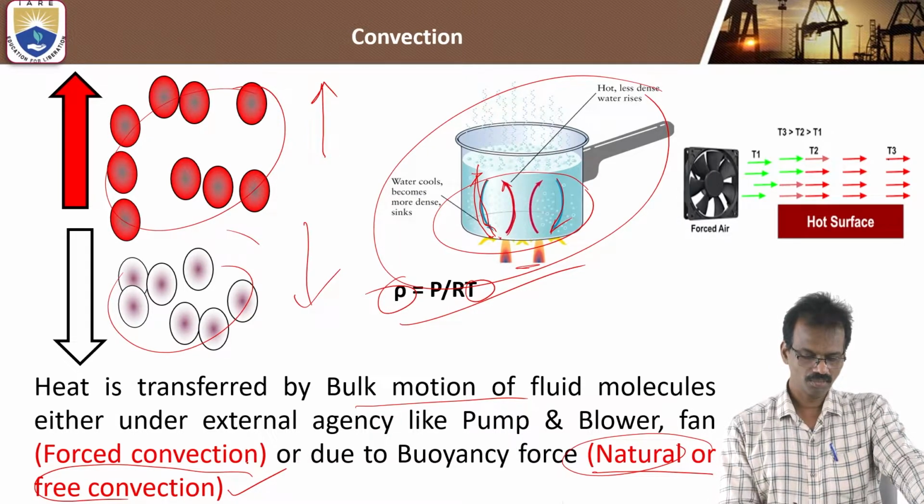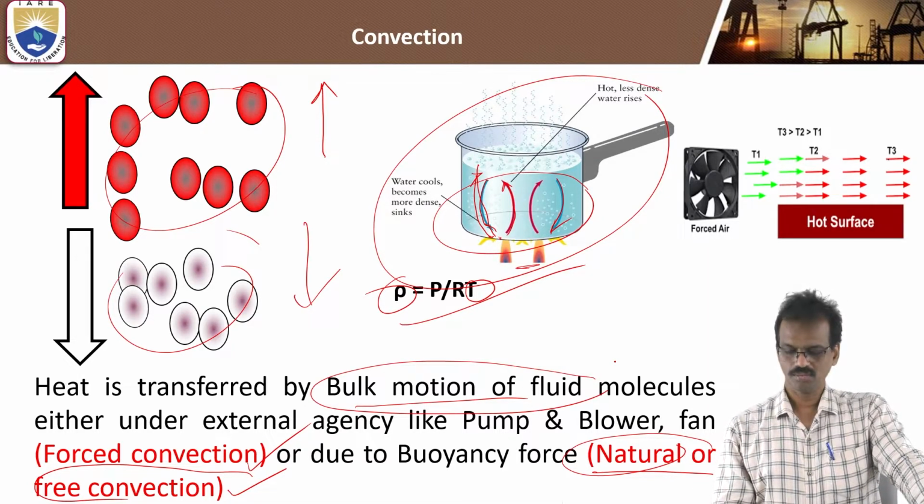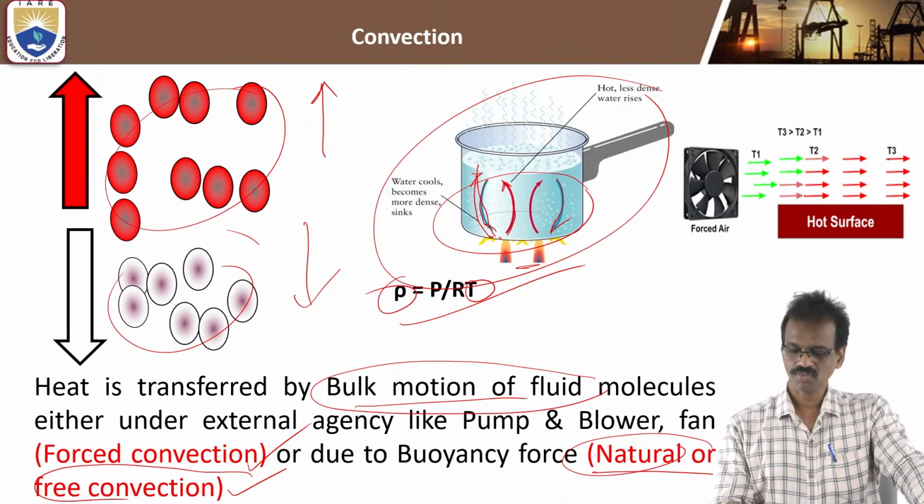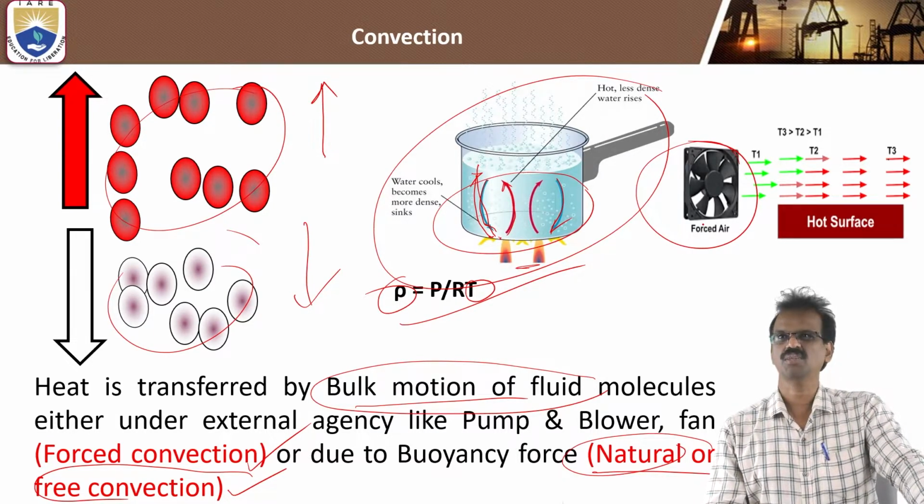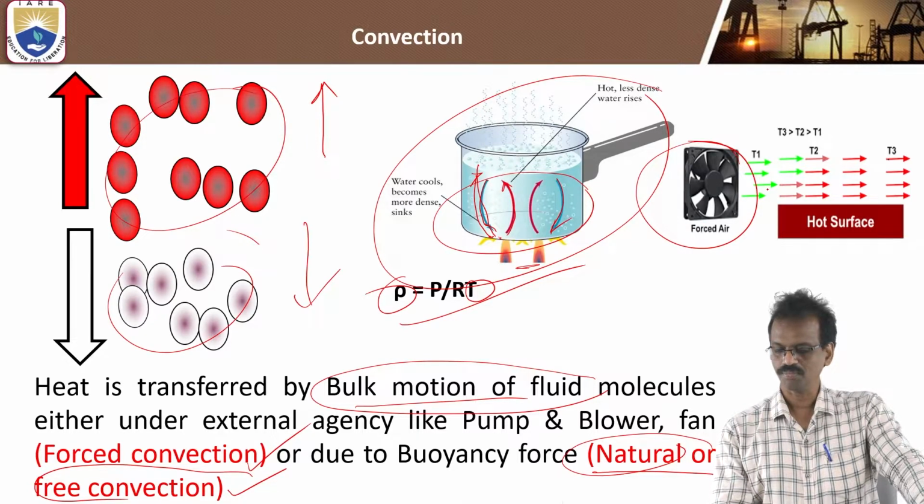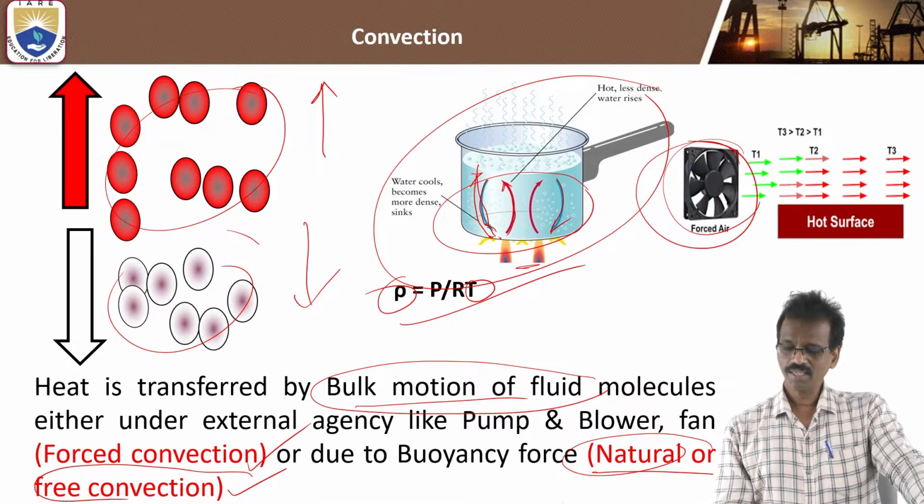Another one is forced convection. Here, the bulk movement of the particles is displaced or moved from one place to another by the effect of some external agent, like a fan. So here the particles move from this place to this place. It means the fluid particles move over the hot surface from one place to another with the help of some external agent. Heat transfer takes place from the hot body to the fluid by the effect of the external agent.